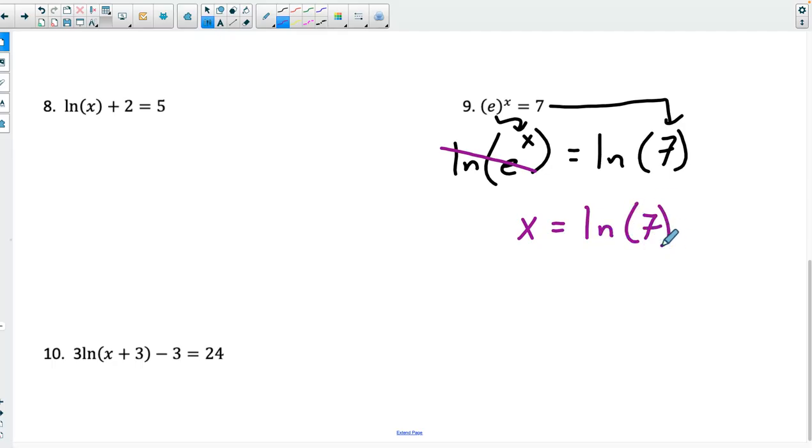Now, if I asked you for an exact answer, that's it. You're done. And later on in the unit, we'll start talking more about exact answers. But sometimes that would be the answer, and that's what we would want. You wouldn't go any further than that. If it's not the answer, then we got to type that in.